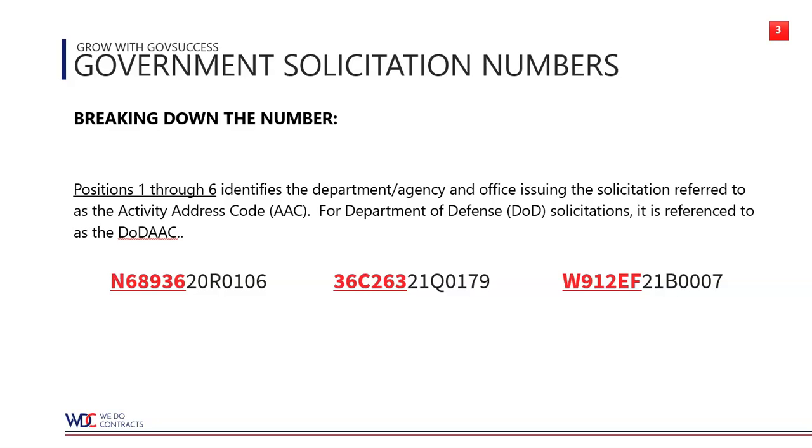So let's break down the number. Position number 1 through 6 of the solicitation identifies the agency or department that's issuing the solicitation. It's referred to as an activity address code, an AAC. If it is a Department of Defense solicitation, it's referred to as a DODAC, a DOD AAC. It is the first 6 digits, and it's underlined here for you, as you can see right here, and right here.